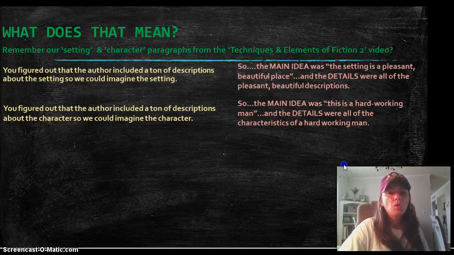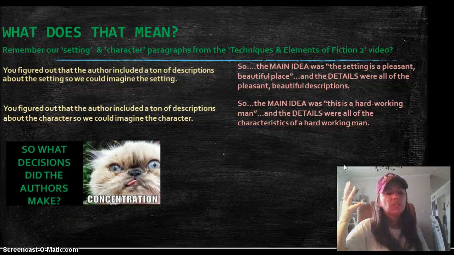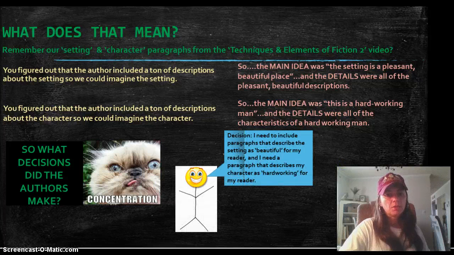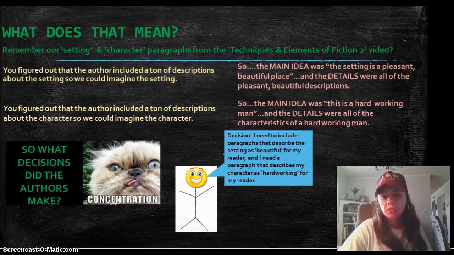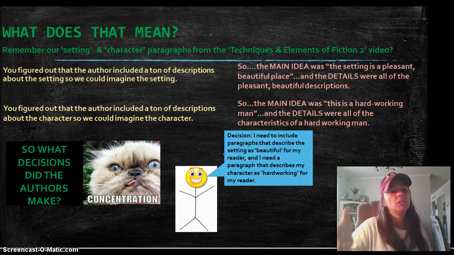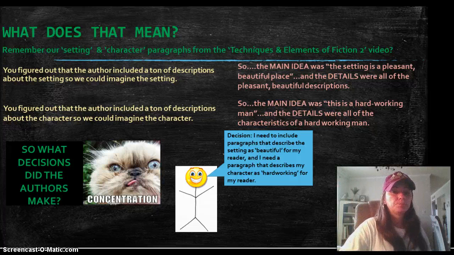So what does that mean? Basically, I want to know, what decisions did the author make when they wrote these paragraphs or these passages? So concentrate, think about it. What decisions did the author make? Let's ask him. Decision. I need to include paragraphs that describe my setting as beautiful for my reader, and I need a paragraph that describes my character as hardworking for my reader. Bam! He made a decision, and he purposely included these paragraphs so that we could get a setting description and we could get a character description.